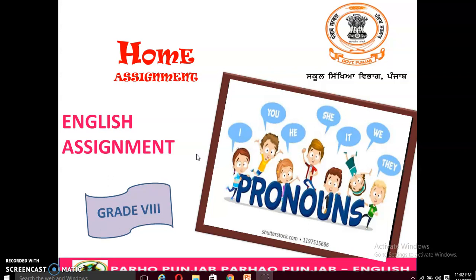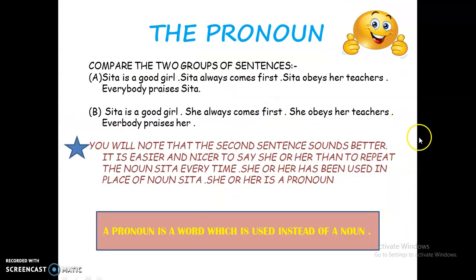So, in the last class, we studied nouns, and today, I am here to teach you another part of speech, that is pronouns. So, what do you mean by pronouns? We know that nouns are the naming words. But what are pronouns then?